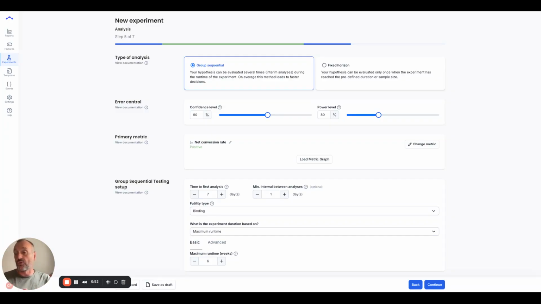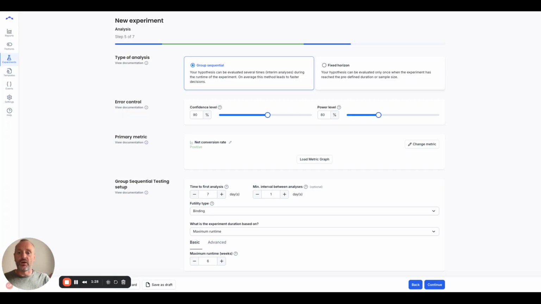If you run your first analysis too early, then most likely you're not going to have enough data, and the variance in the metric is probably going to be too high to make any reliable decision. On the other hand, if you wait too long for the first analysis, then you lose the benefit of using group sequential, and you risk running your experiment longer than it needs to be. Remember that if the impact of your change is large enough, then you could get a significant result at the first analysis. So you could already make a decision to ship or not at the first interim analysis.